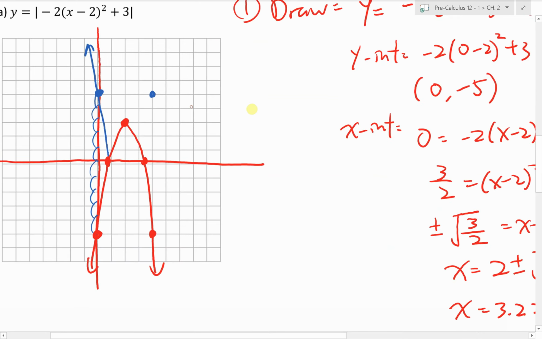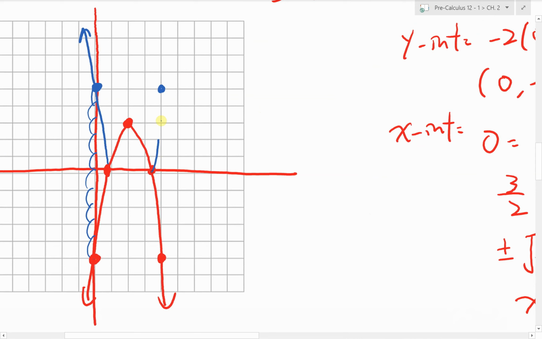Okay, I should probably zoom this in a little bit more. It looks like this. It didn't go through. There we go. And this portion will remain the same because they were already positive. So that part is not going to change. There we go. Looks something like that. It's a W shape, I guess.